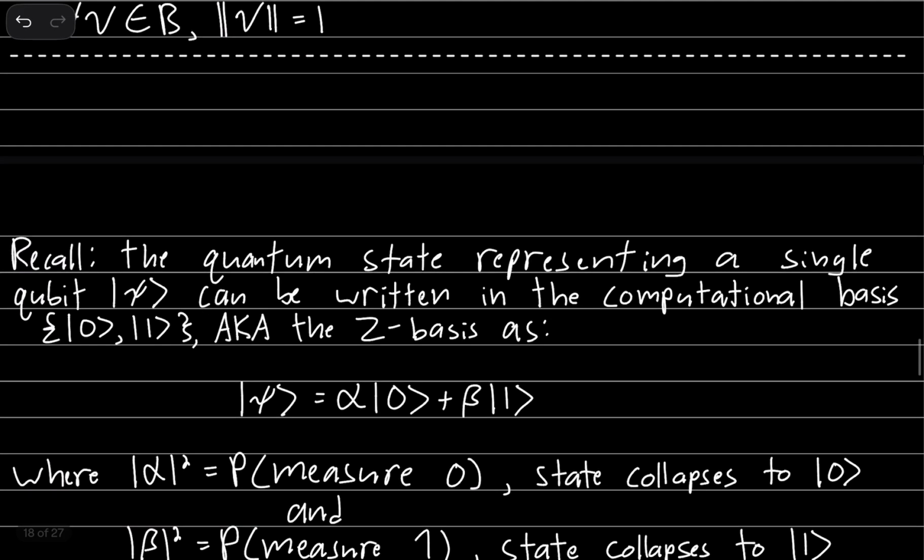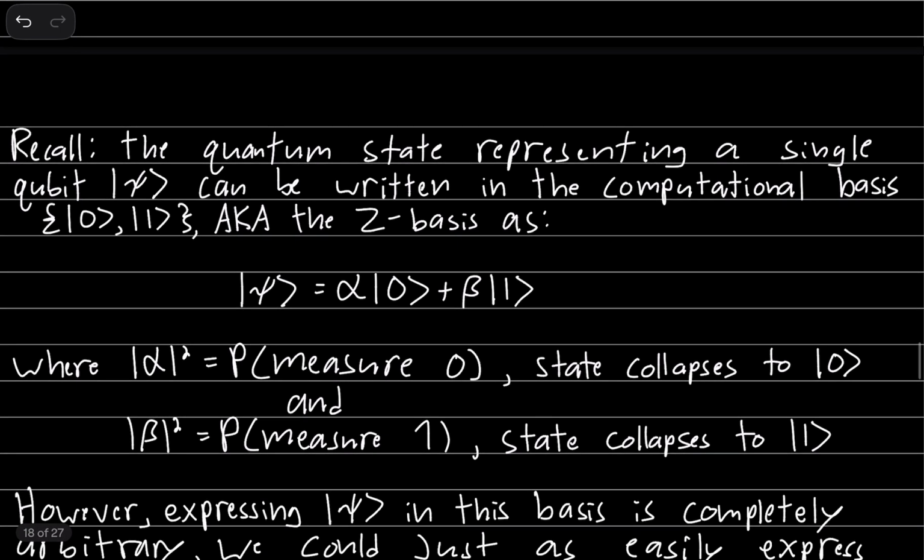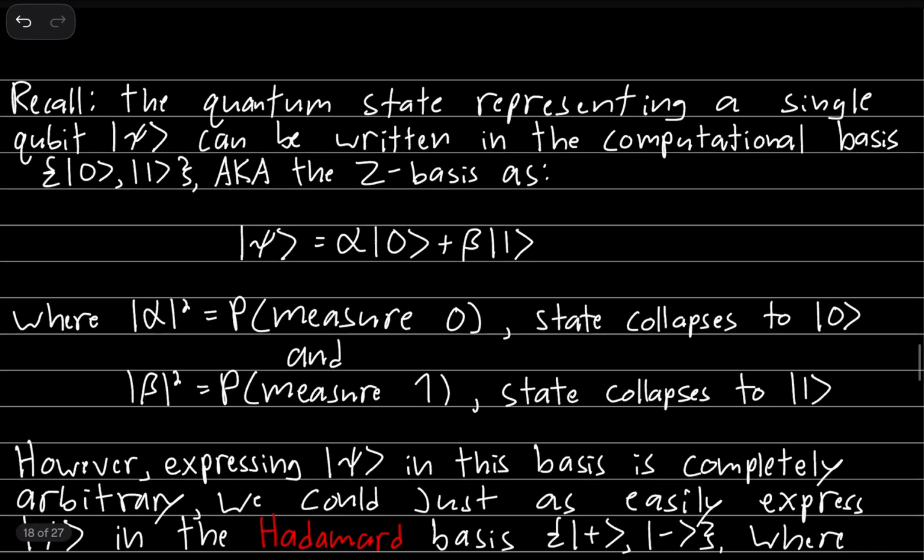So recall that the quantum state representing a single qubit, ket psi, can be written in the computational basis, which is the set ket 0 and ket 1, i.e. the z basis, as alpha ket 0 plus beta ket 1. We've seen this a million times now. And so the mod square of alpha is the probability that you measure 0, and then the state collapses to ket 0. The mod square of beta is the probability that you measure a 1, and then the state collapses to ket 1.